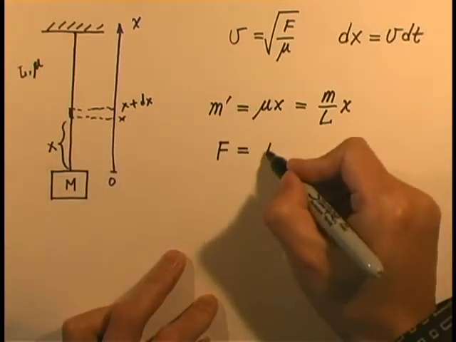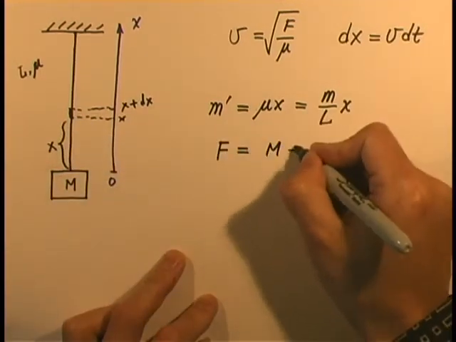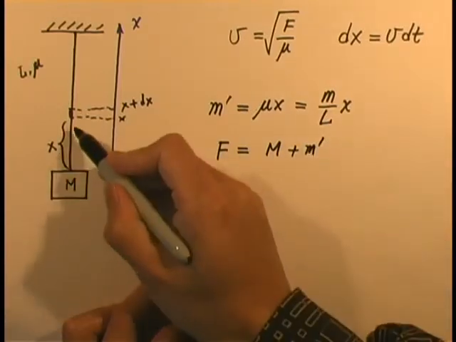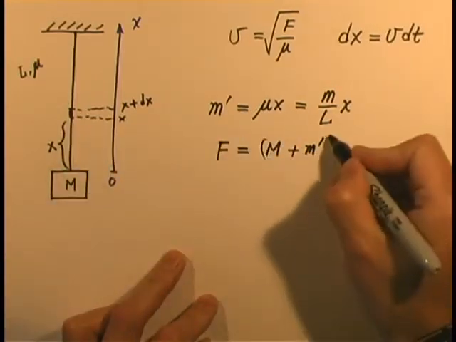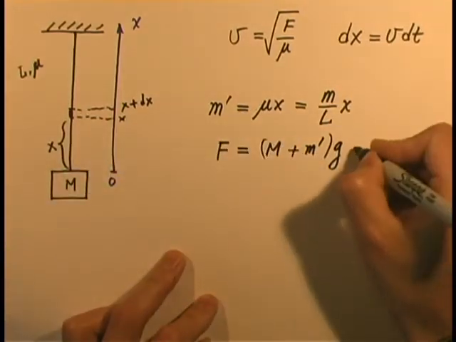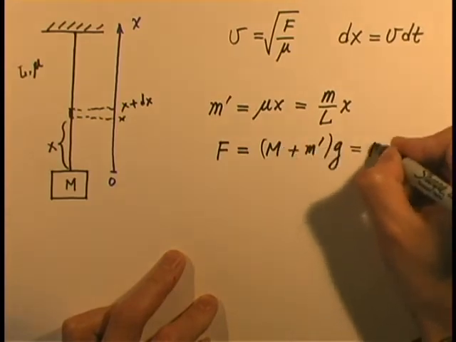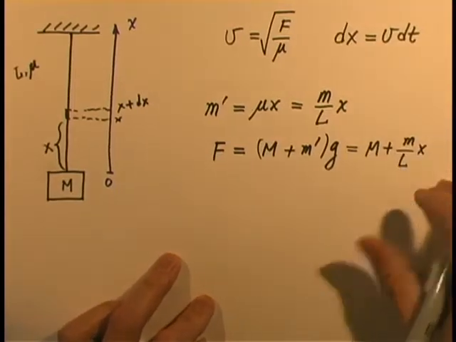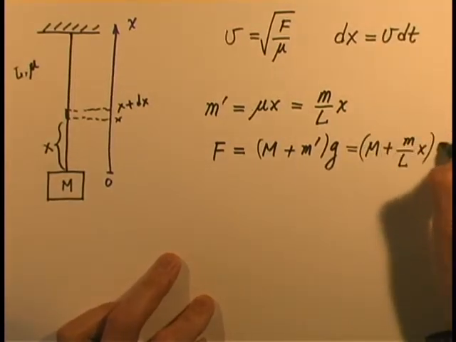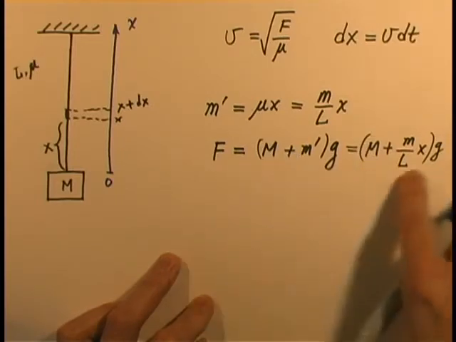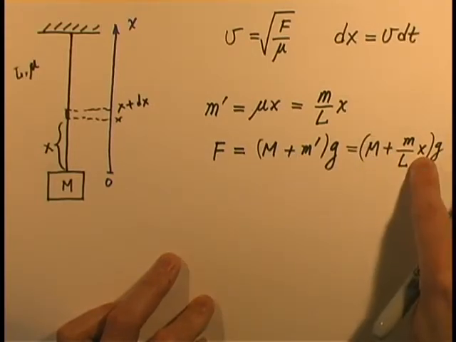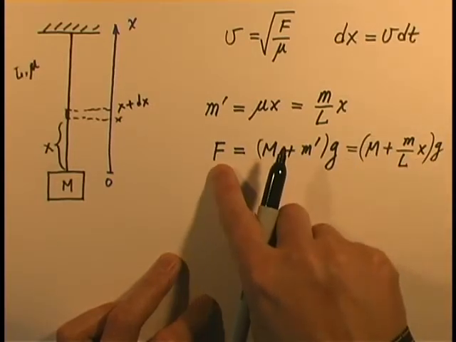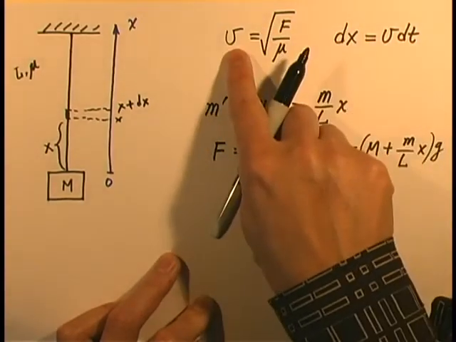Okay, so that's m, the block mass, plus m prime, the mass of the string from here to there, then multiply by g. So the first term is a constant, the second term is small m over the length of the string times x, and then times g. That is the tension. You see, it's a function of x, right? What we do now is plug that F into here, then we get V.